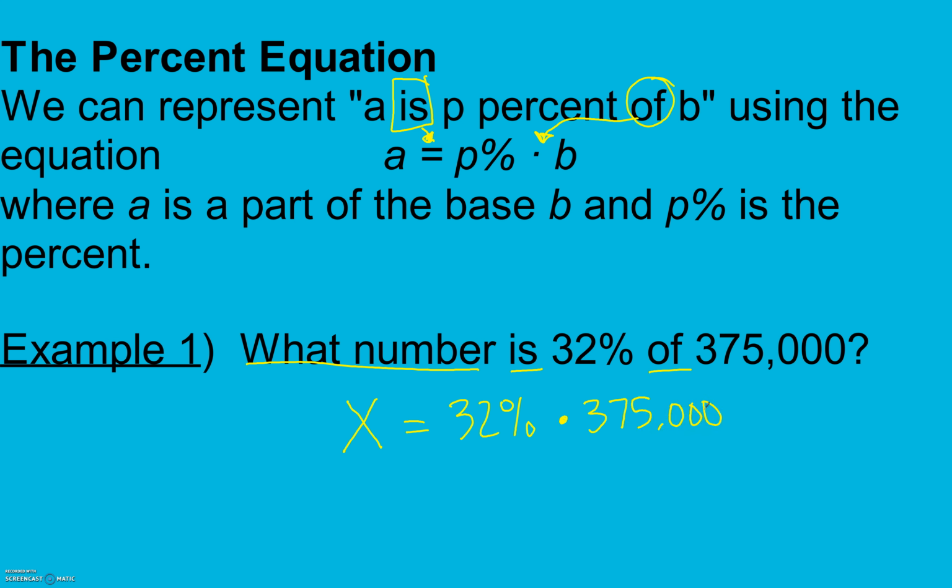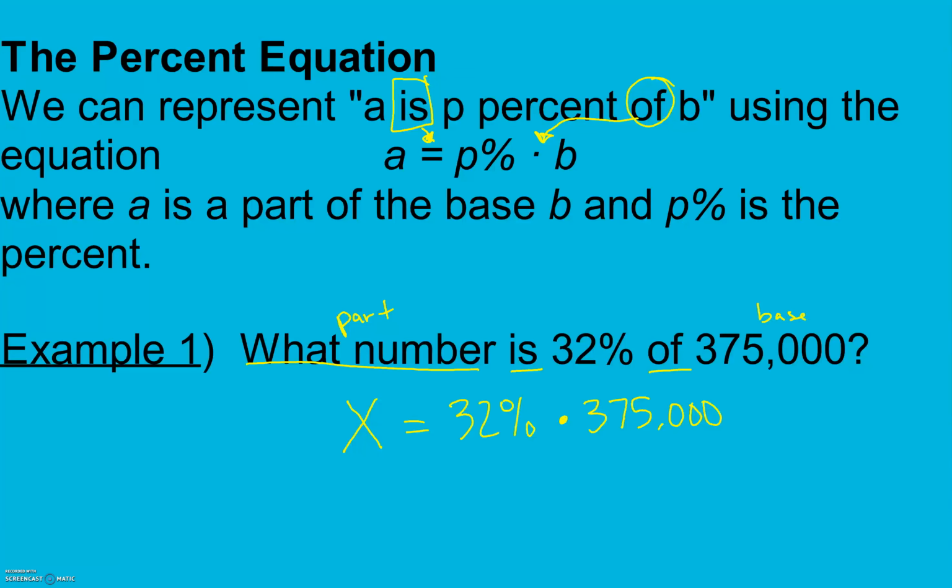Okay, so in section 7.2, we set up proportions to solve percent problems. Here we're going to use the percent equation. And in order to do that, we're just going to transfer it over just like it's written. What number? That's our variable. Is means equals 32%, of means times, and our number there. This is our part. This is our base.